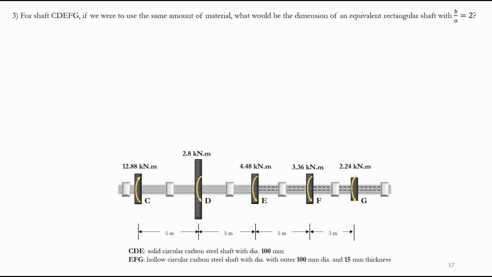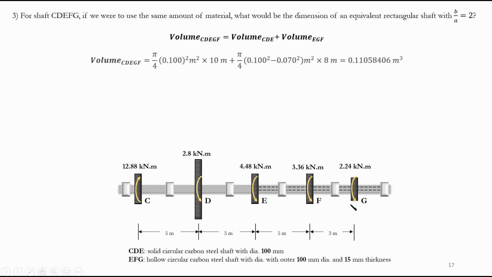So we know that the volume of CDEFG that we're going to find is the volume of CDE plus EFG. Why did I do it like this? The reason is portion CDE is solid, EFG is hollow, so the calculations are different. So how can we approach that? We'll say, okay, what is the formula for the volume of CDE? This is a solid circular section.